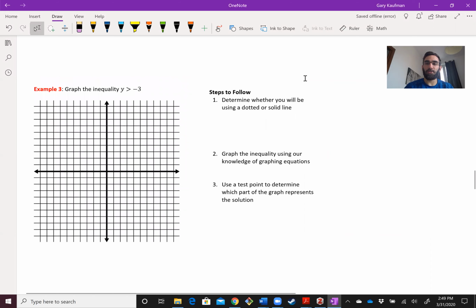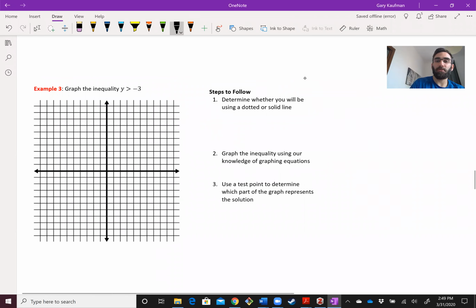Now, here's example 3. This is what I was stressing before. There's only one variable, but we can still graph it in a 2-variable plane. I am going to want to have a dotted line. Now, the equation equivalent would be y equals negative 3. That is a line where y is always negative 3.